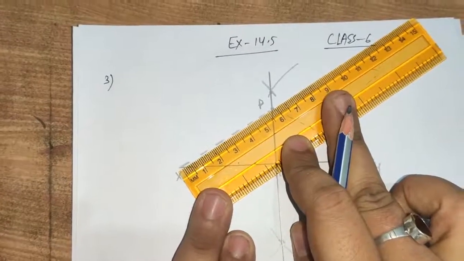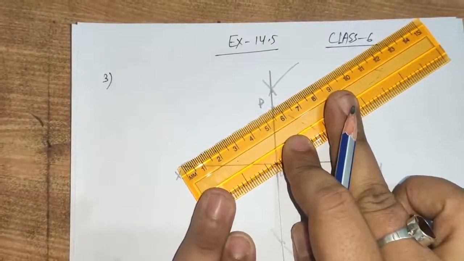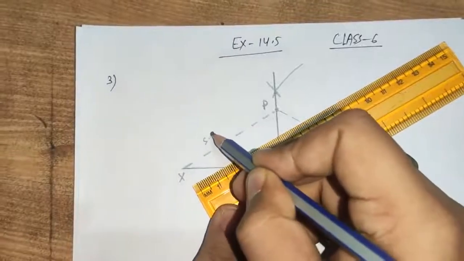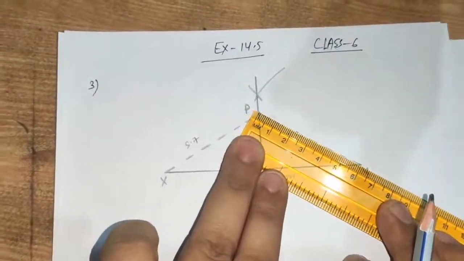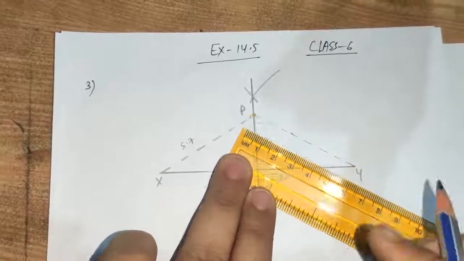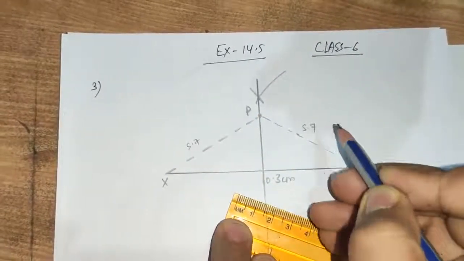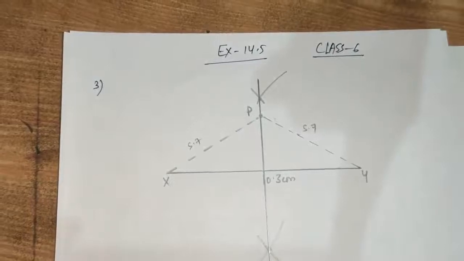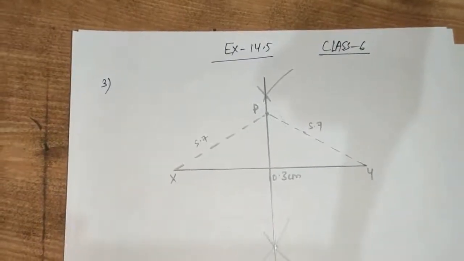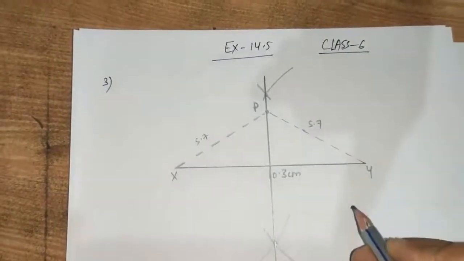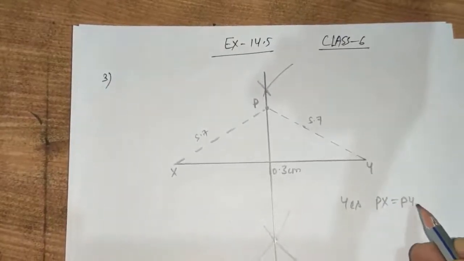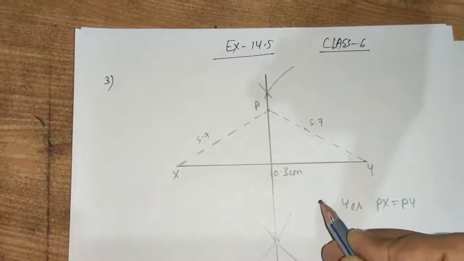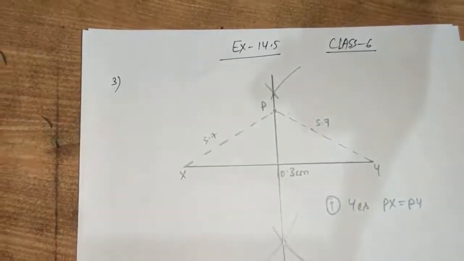So here you can see PX is 5.7 and here PY is also 5.7. So this is our examination that PX is equal to PY. Then we will write here, yes, PX is equal to PY. This is the first part.